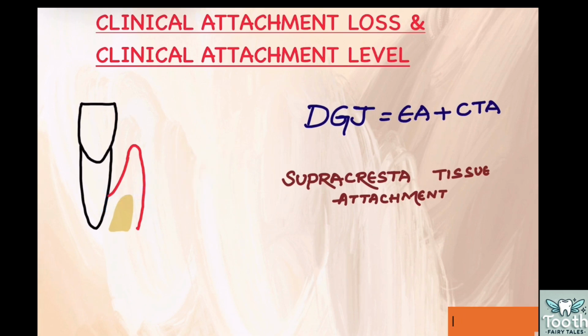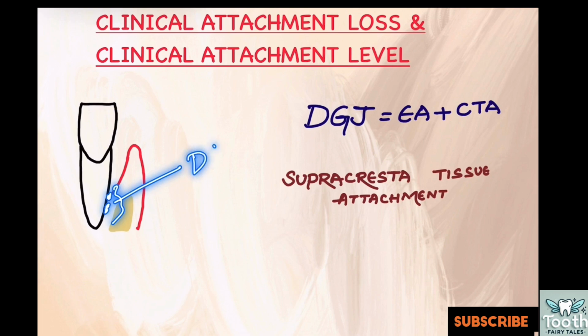Why? Because this junction is acting like a barrier for protecting the deeper tissues around the tooth from the bacteria and other harmful agents. Now, dento-gingival junction is made up of two parts, epithelial attachment and the connective tissue attachment. So again, we have epithelial attachment like a seal and connective tissue attachment like an anchor. So together they make up the dento-gingival junction.